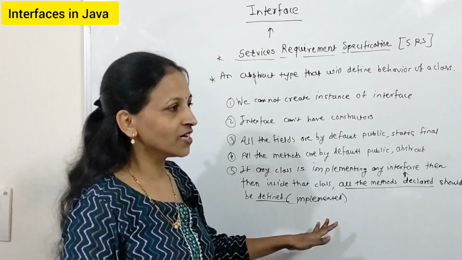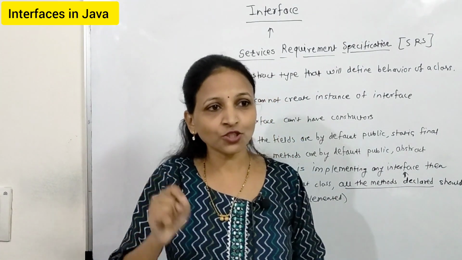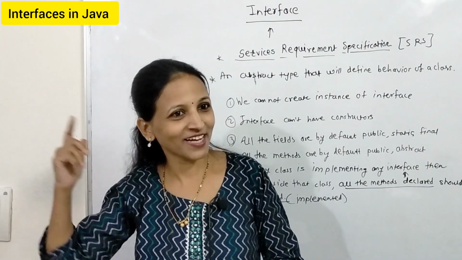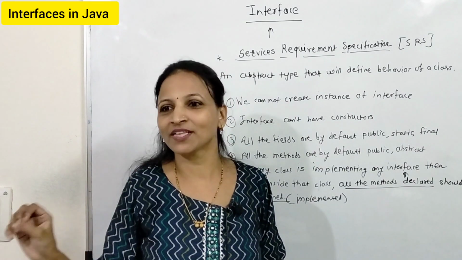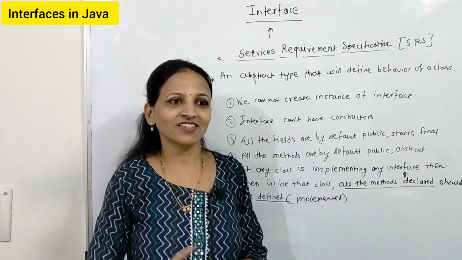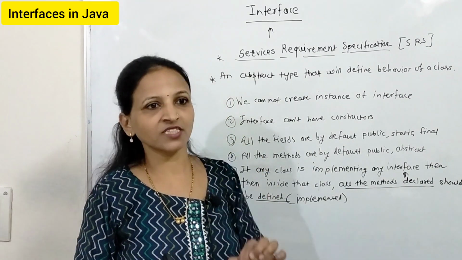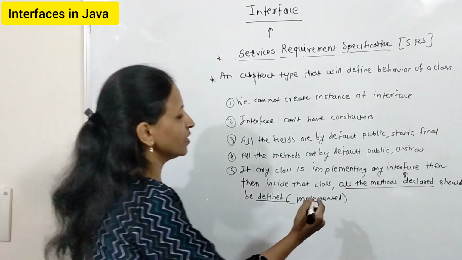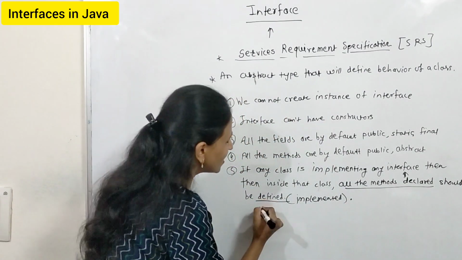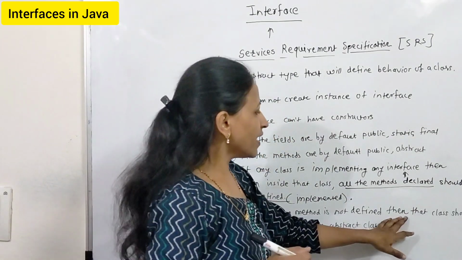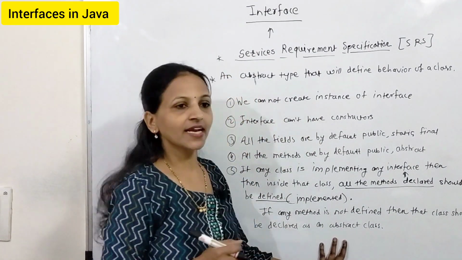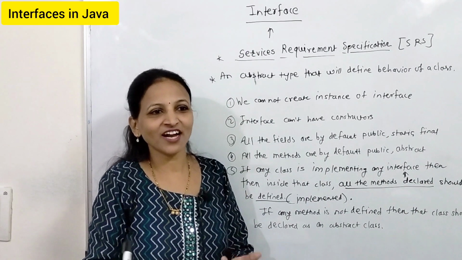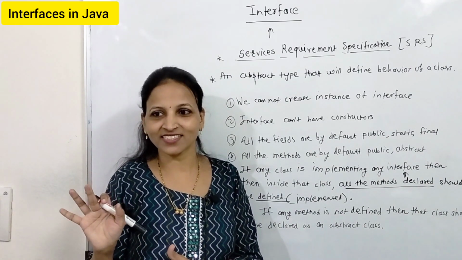The compulsion is that those methods should be defined throughout that class hierarchy, meaning that class should be inherited again, and inside that the remaining methods should be defined. Okay, with one example I will explain all these points, don't worry, but before that you must note down these points. If any method is not defined, then that class should be declared as an abstract class, and the remaining methods should be defined inside inherited classes.